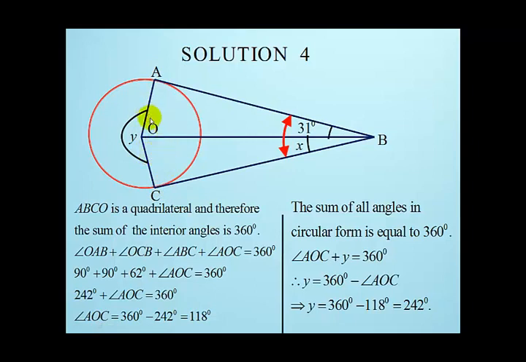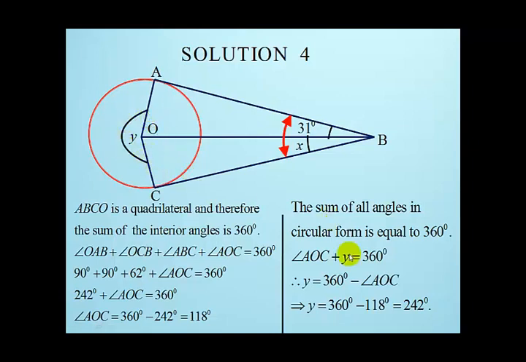Now you know that the angle formed around a circle is 360 degrees. Now that you have gotten the angle at O, angle AOC, to be equal to 118 degrees, if you want to find the value of y, you can subtract 118 from 360, and that will give you the value of y.